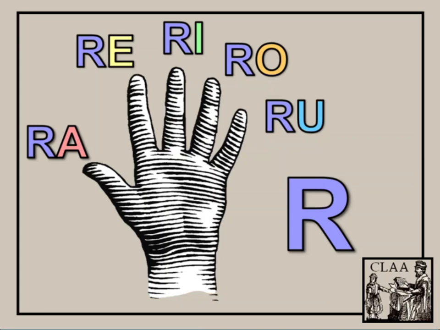Spell the syllable re, re. You should have spelled R-E, re. Spell the syllable ri, ri. You should have spelled R-I, ri. And lastly, spell the syllable ra, ra. You should have spelled R-A, ra.